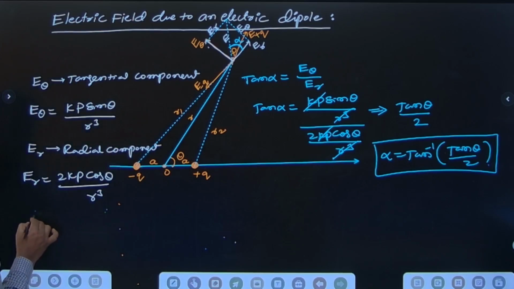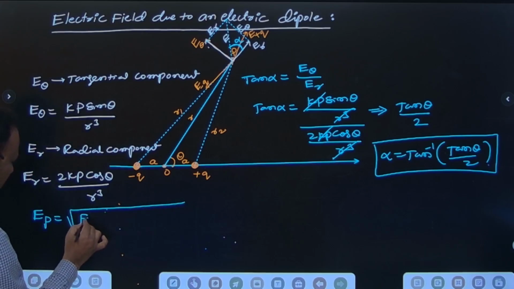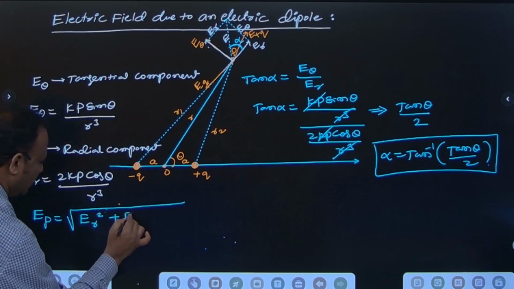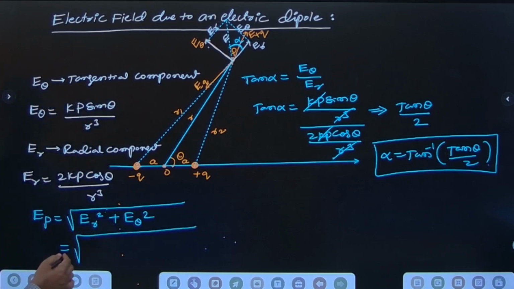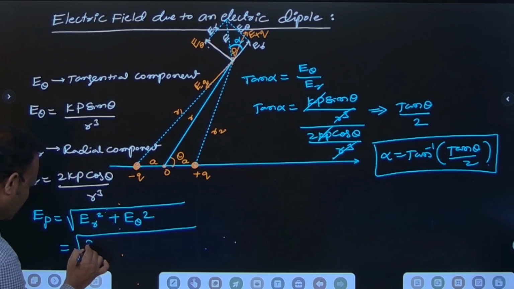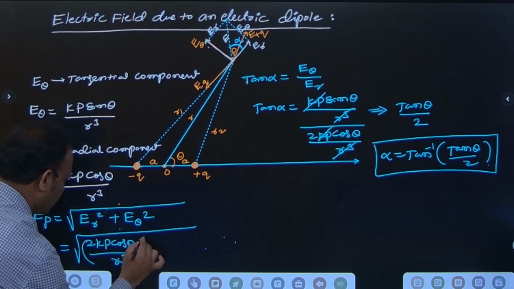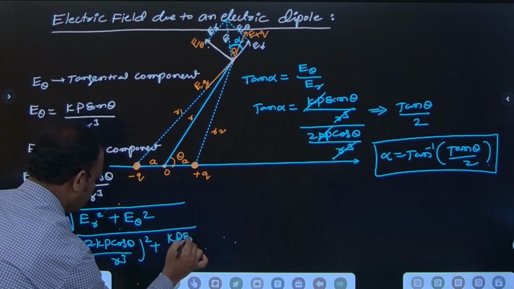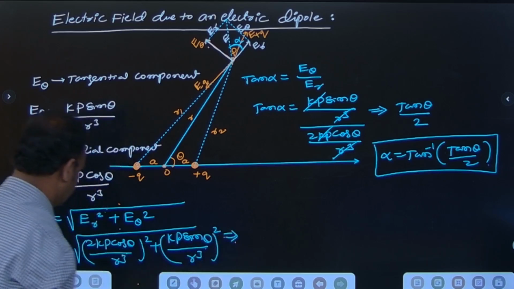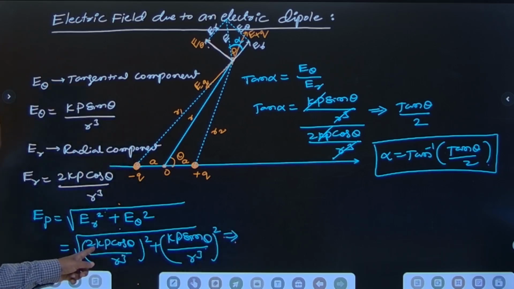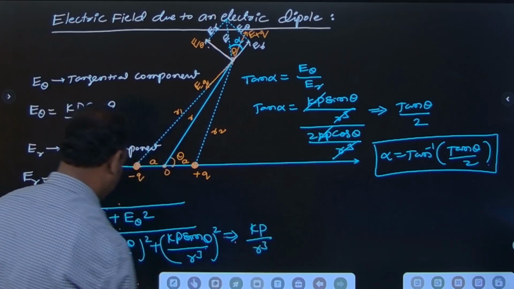What is the resultant? EP is equal to under root of E r square plus E theta square. This is equal to under root of, E r is the radial component, 2 kp cos theta by r cube, whole square, plus kp sin theta by r cube, whole square. Then simplify: kp by r cube can be taken outside.